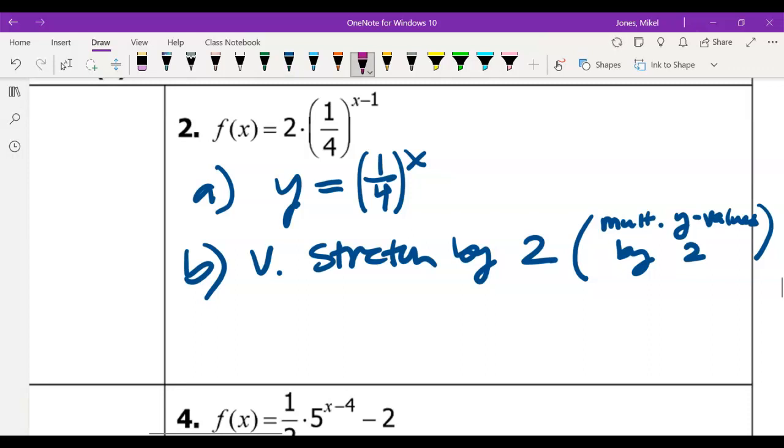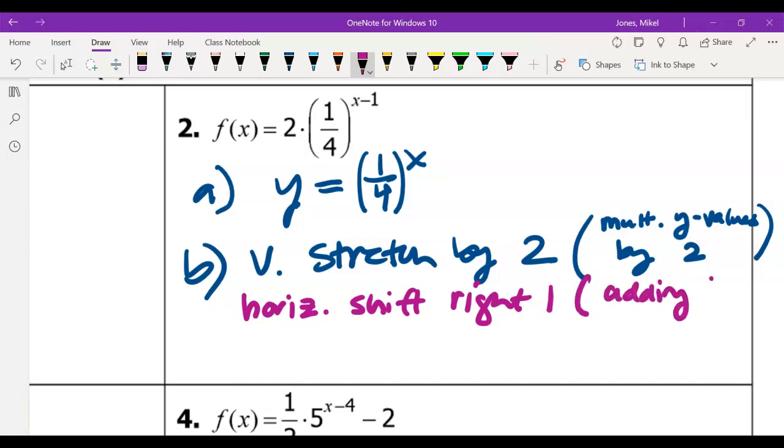And then we also have that negative 1. What's happening there? Yeah, moving to the left or right. In this case, it's to the right because that number is negative. So horizontal shift right 1. Okay, so you might recall that horizontal shifts change the x values. So we would be adding 1 to the x values, which would definitely change the location of our y intercepts.